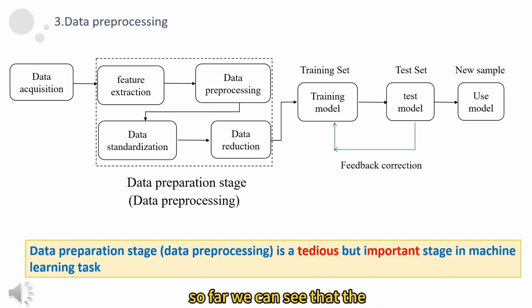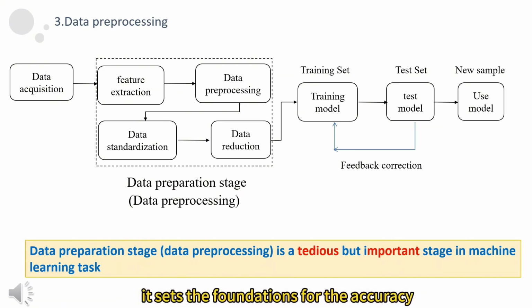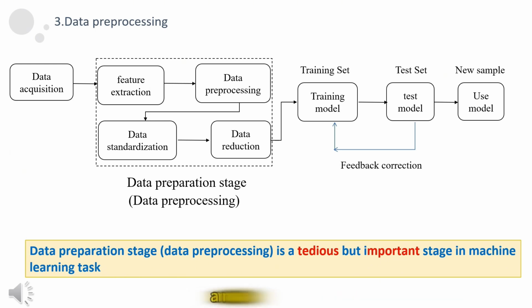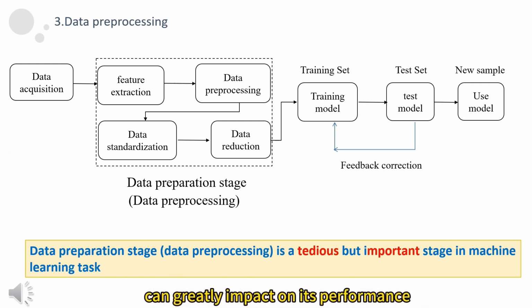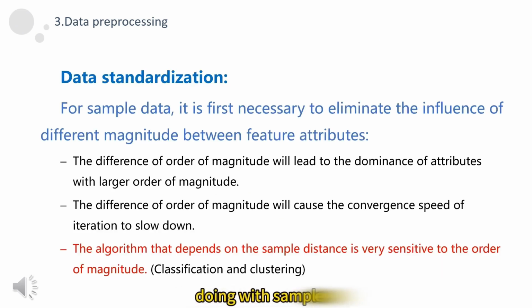So far, we can see that the process of data preprocessing may seem monotonous and dull, but it is so incredibly important. It sets the foundation for the accuracy and effectiveness of the machine learning model and can greatly impact its performance. Dealing with sample data, it's important to eliminate the influence of different magnitudes between feature attributes.